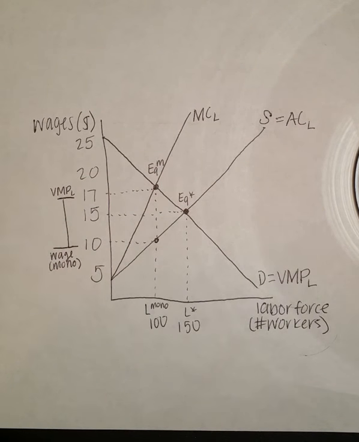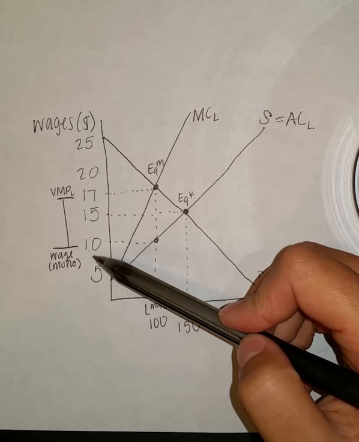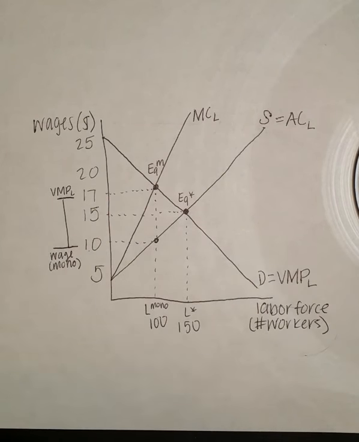Workers getting paid less than their worth is known as the monopsony rate of exploitation. The monopsony rate of exploitation is just this value minus the wage that they're actually earning. So in this case, it would be $7.